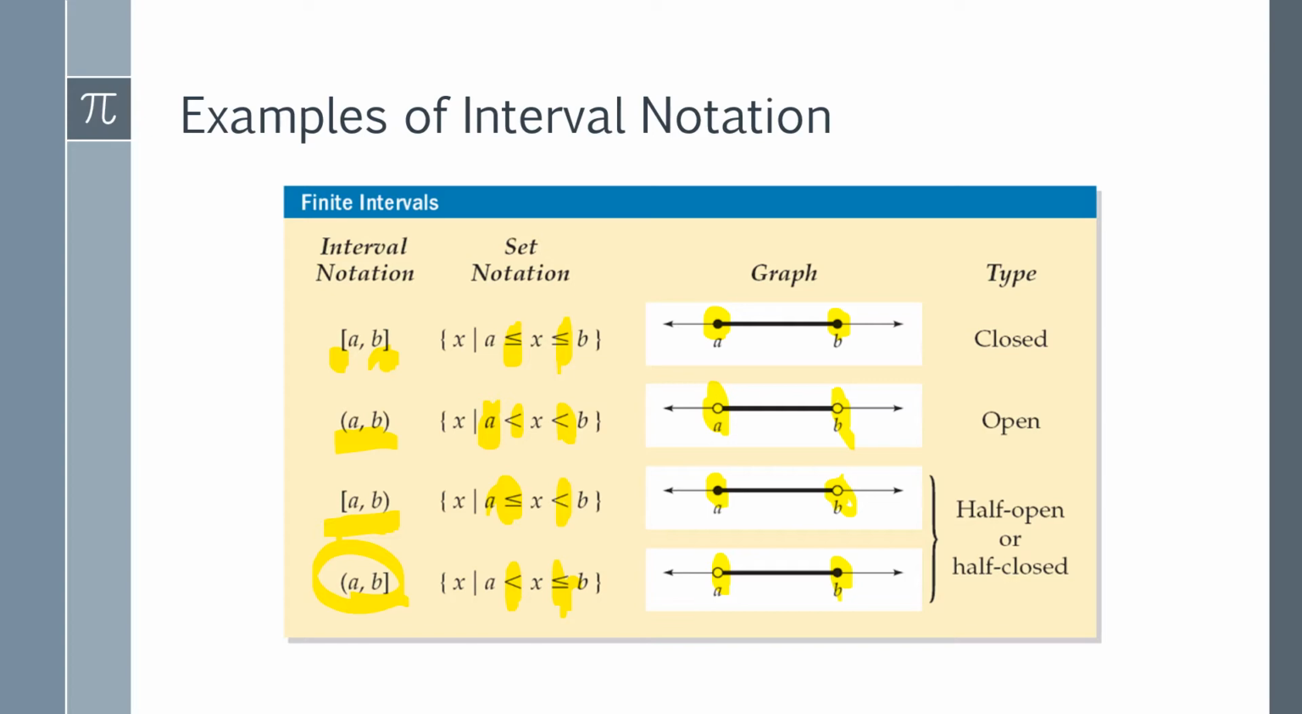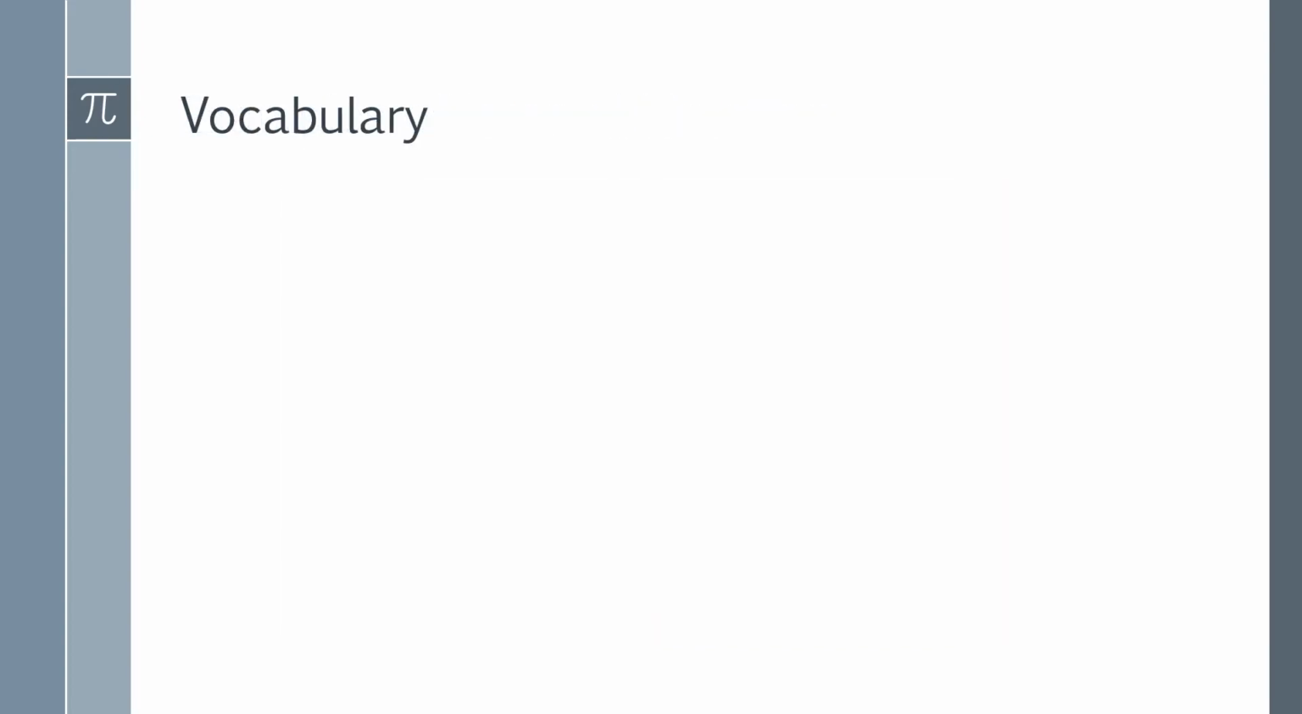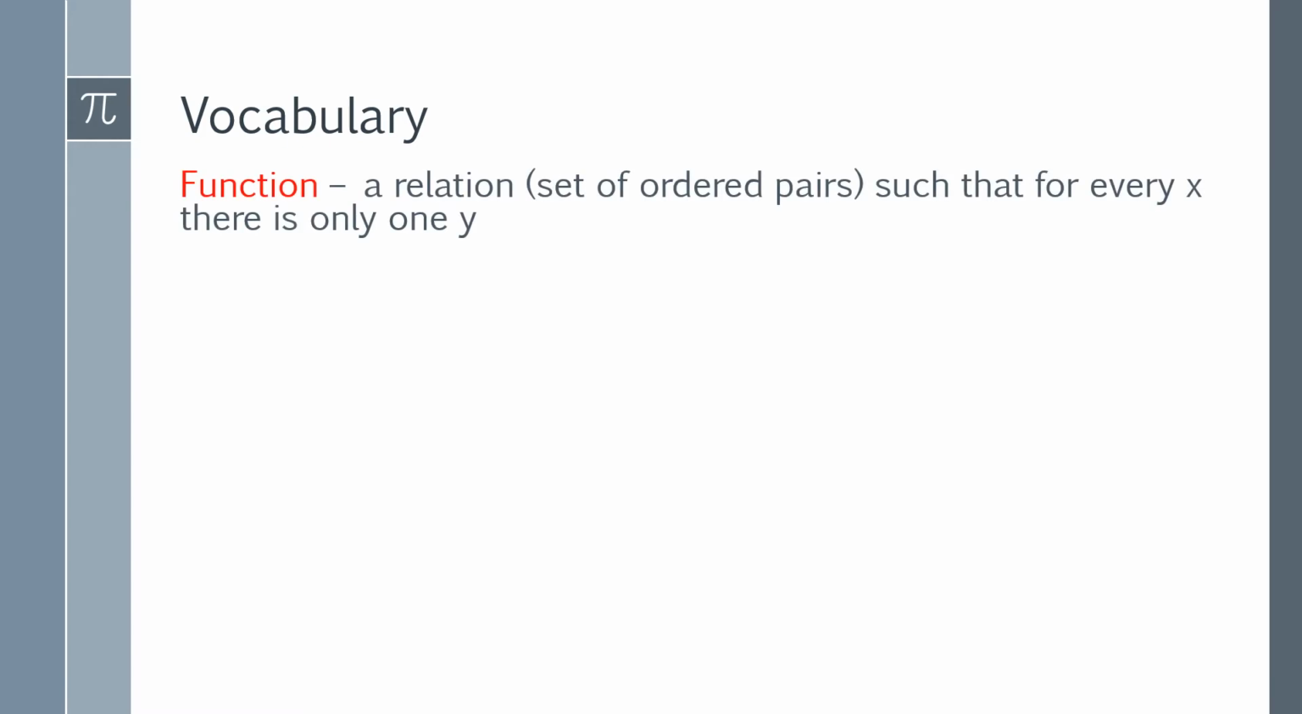Again, we'll see this more clearly when we do some examples. Let's talk a little bit more about vocabulary. We have the word function. A function is a relation, and a relation is a set of ordered pairs, such that for every x, there's only one y.